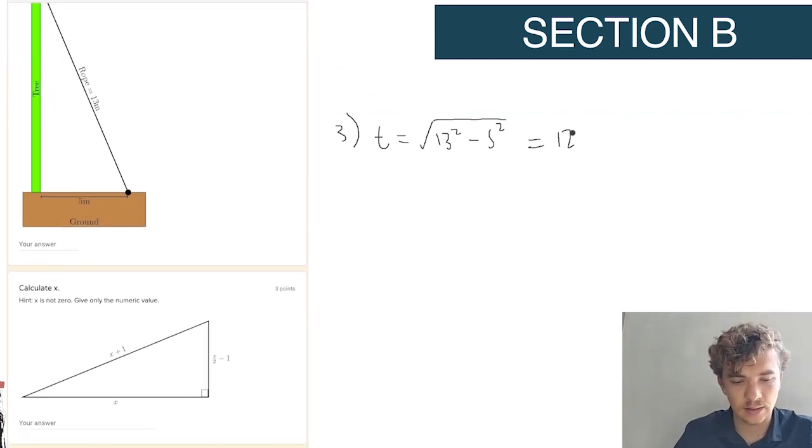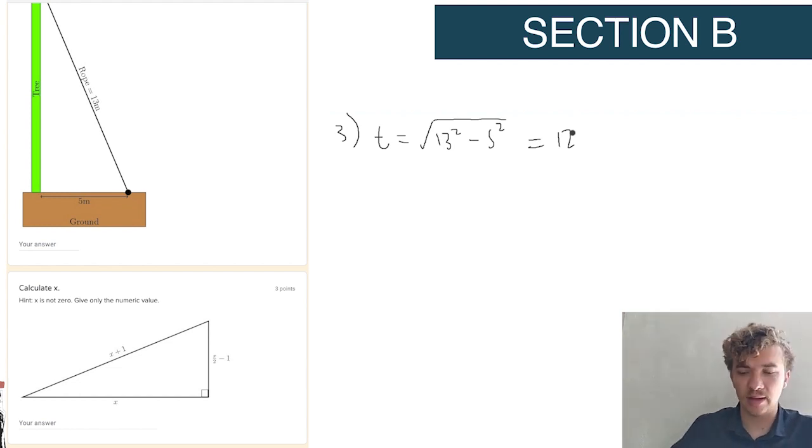Okay, the next and last question of this section is calculate x, like short and simple. Now we have a triangle with a right angle in it, so we immediately know Pythagoras. Then they give us a hint, x is not 0. Okay, obviously that makes sense, otherwise this triangle wouldn't exist. So how do you calculate x?